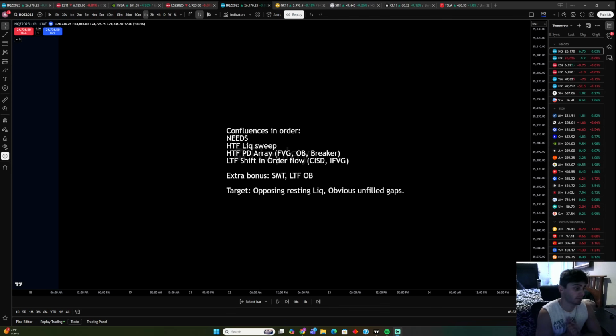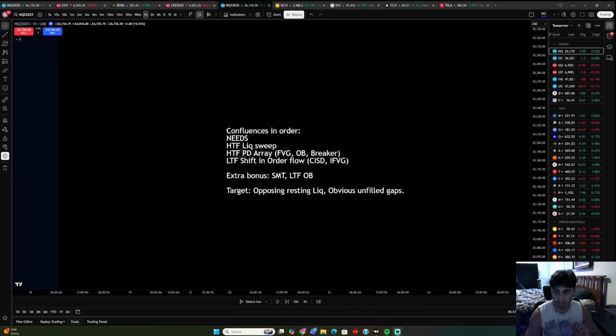So first thing needs to be a high time frame liquidity sweep. There needs to be a high time frame PD array underneath or above the liquidity sweep, depending if we're long or short. And then we need to see a lower time frame shift in order flow. So that could be a CISD, a change in state of delivery, or an IFEG. Those are the main two I look for. Could be a breaker block, but those are the biggest two I look for.